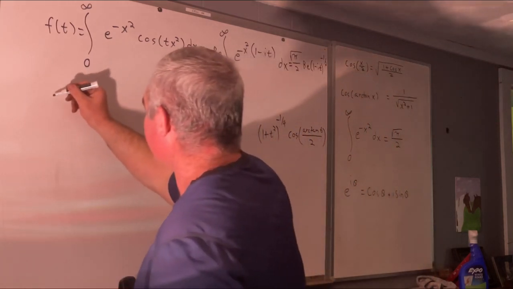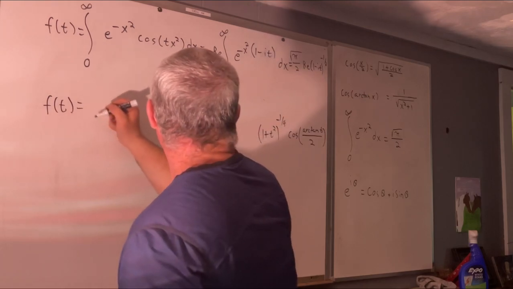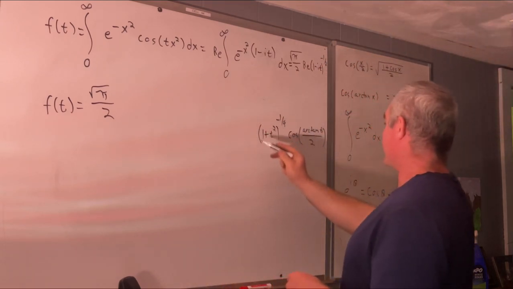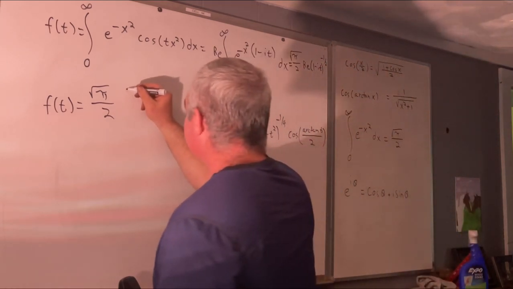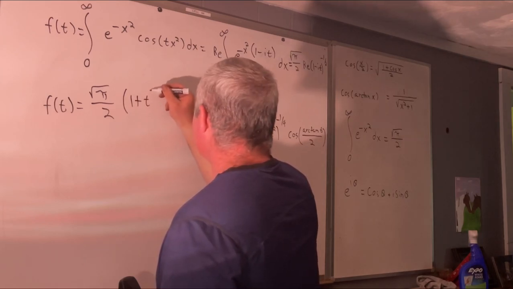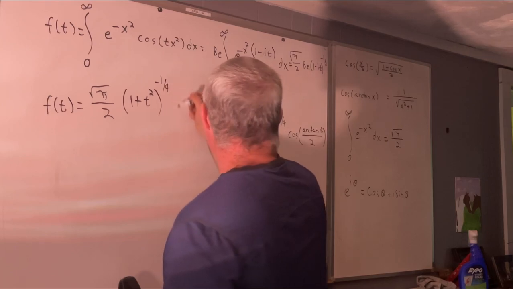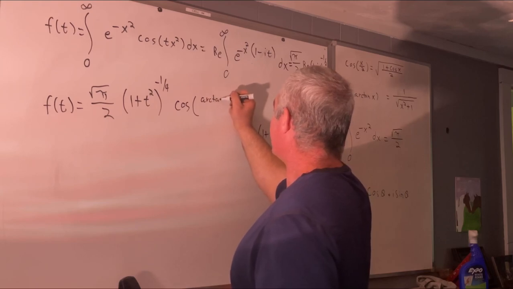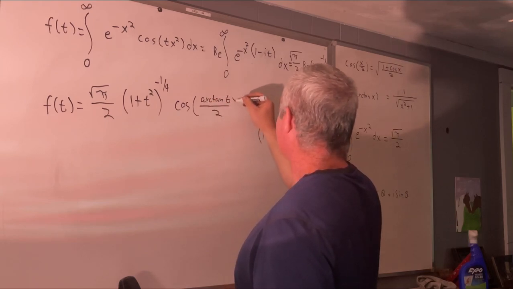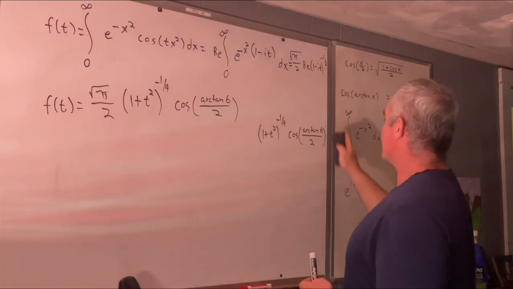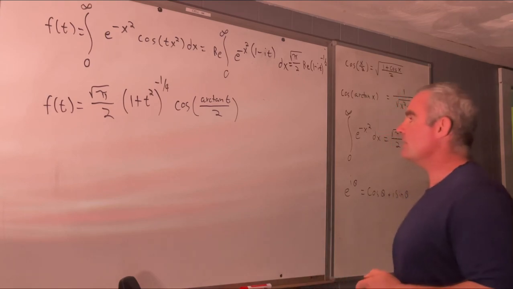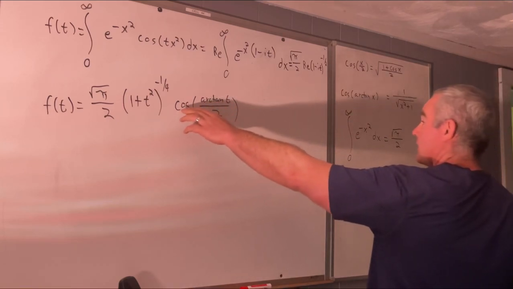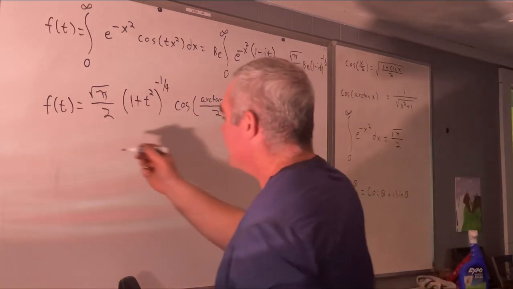So we have f of t now is equal to the square root of pi over 2 times the real part of this, which we determined to be this. So that's 1 plus t squared to the negative 1/4 times cosine of arctangent t over 2. All right, so we're getting closer. Now we'll use the cosine half angle identity on cosine arctangent t over 2.